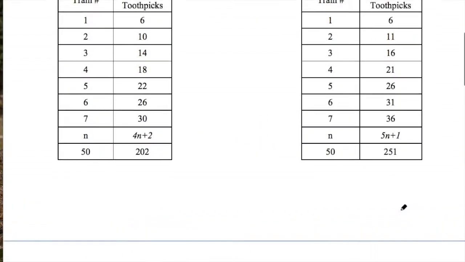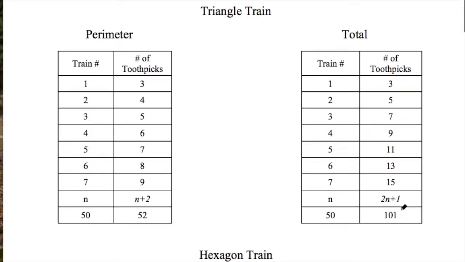Oops, did I start on the second 2? Okay, so here's the other ones. For the triangle train, the perimeter just goes up by 1. So plus 1, but if you just look at them, the relationship is that there are always 2 more toothpicks than the train number. So n plus 2 is our formula.